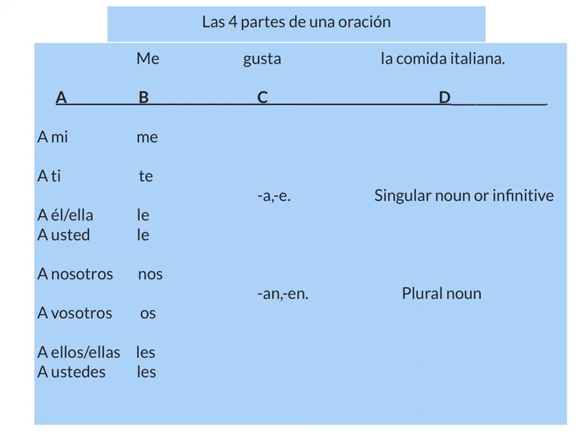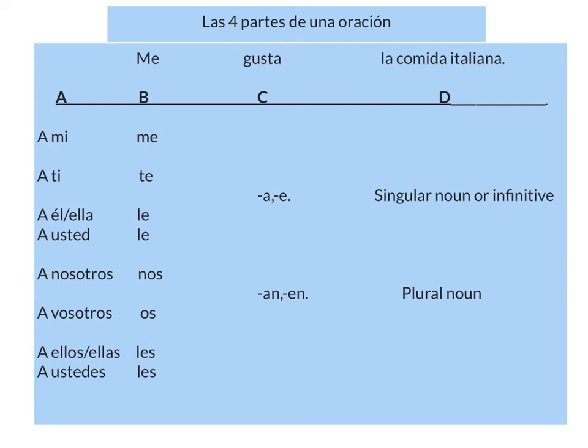It helps for your listener and it helps for your reader to clarify who likes or loves or is interested in something, etc. So I didn't include a mí because me is the only one that uses a mí. I don't need this here to make it clear that I like Italian food. Okay? So, the four parts of a sentence help us keep these verbs in the correct order.